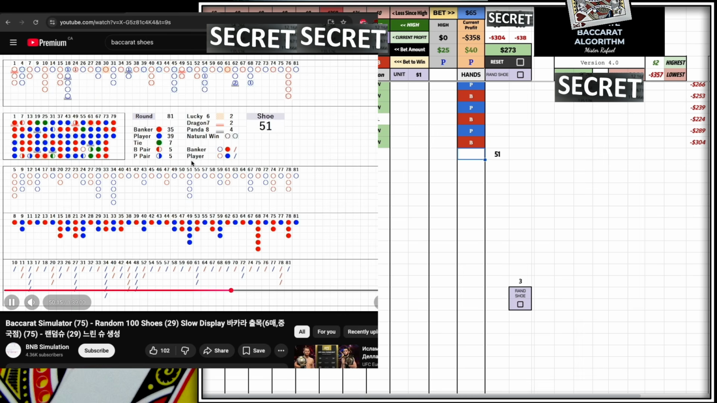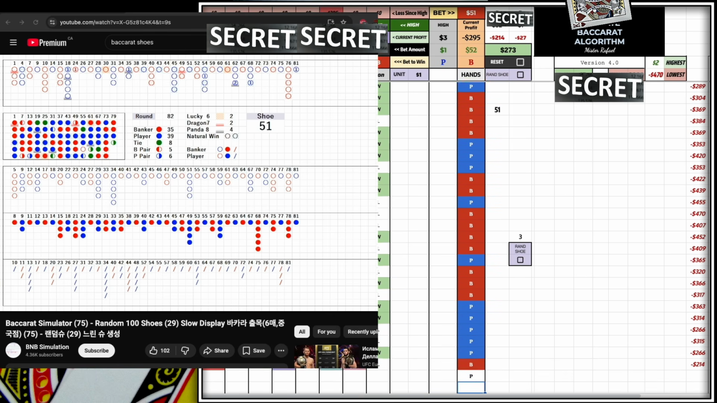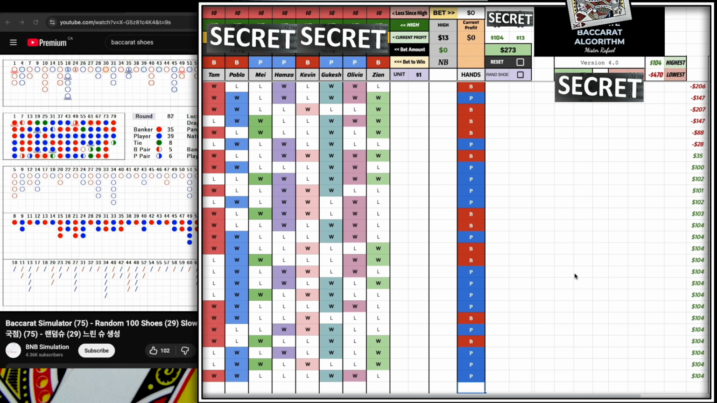A little nervous for this shoe. All right, let's pause it here. Shoe 51, here we go. Oh, look at that. We recovered. Unbelievable. Wow. So we got down to minus 470.